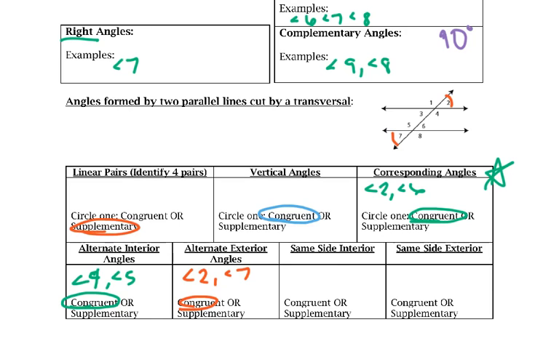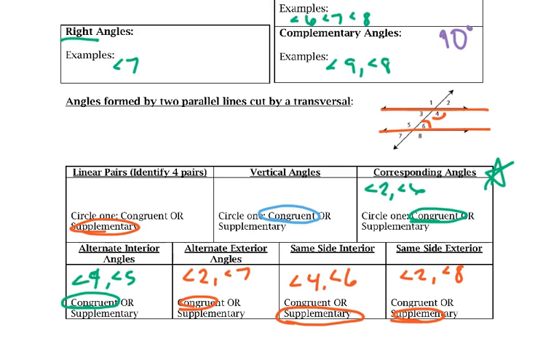Same side interior, those are going to be angles that are on the same side of your transversal but are on the interior. So that'd be like angle 4 and angle 6. Now the thing with same side interior, and they're also known as consecutive interior, is they're not congruent to each other. You can look at the picture and see that they wouldn't be congruent. They are in fact supplementary to each other, as long as your lines are parallel. And then same side exterior, those would be like angle 2 and angle 8, and those would also be supplementary.